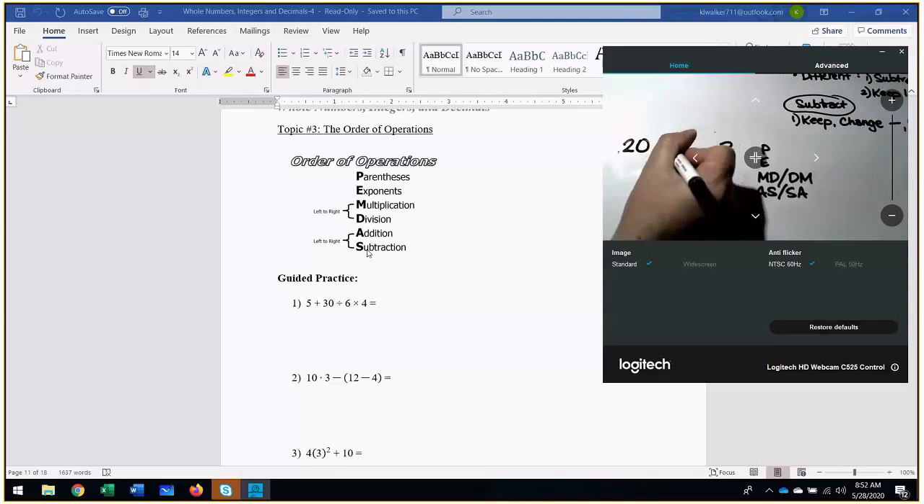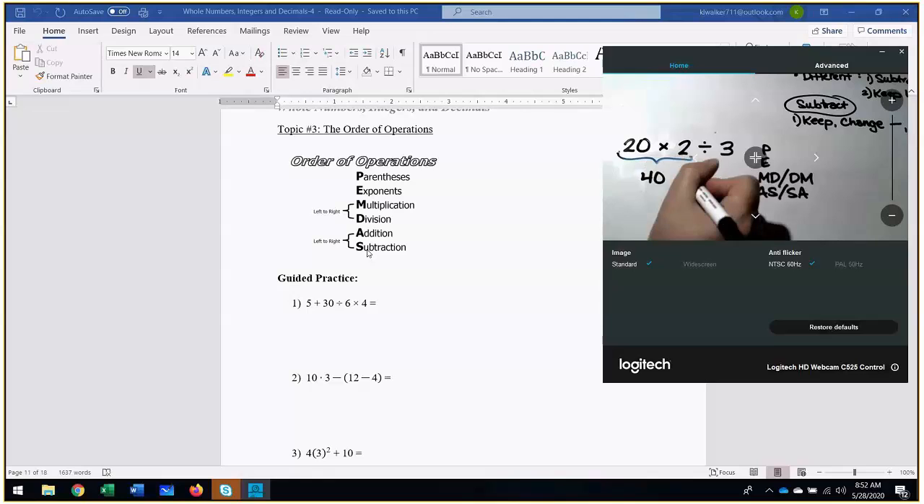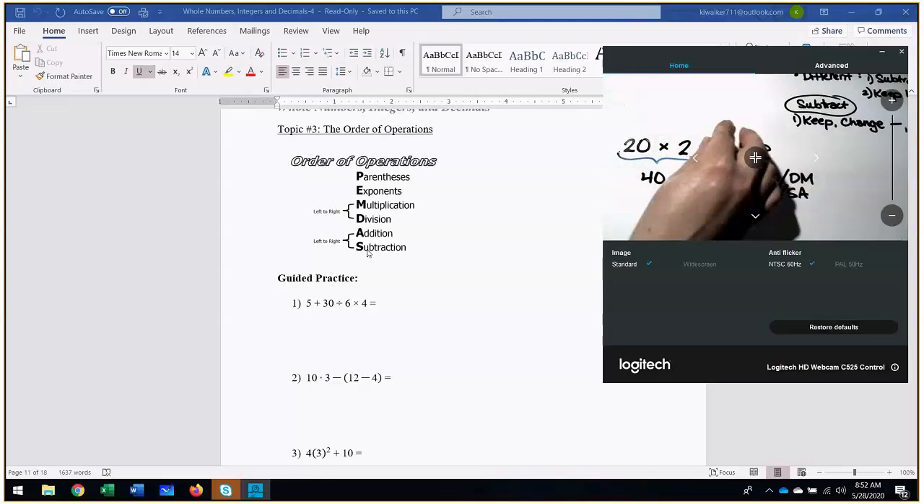If it was like this, then you would multiply, because going left to right, now you do hit the multiplication first. So you would do this first. 20 times 2 would give you 40. And then 40 divided by 3 doesn't come out evenly. That would be a decimal, but that's what you would do in a case like this. You take it left to right, and whatever you hit first is what you do first. Hopefully that clarifies that little piece right there.